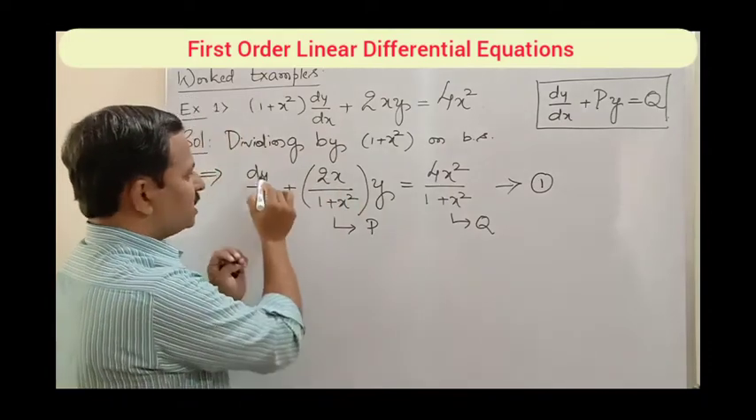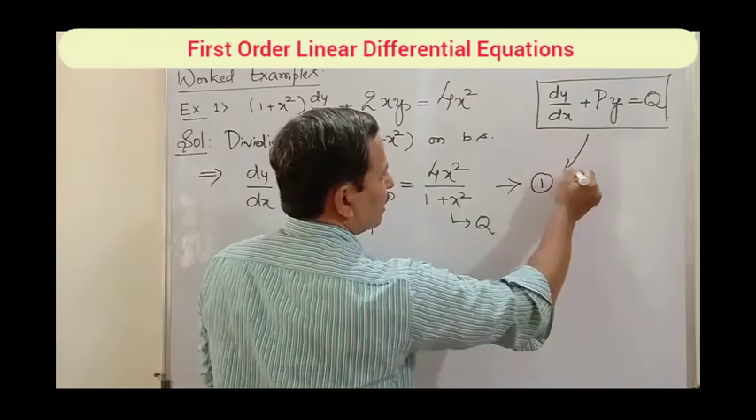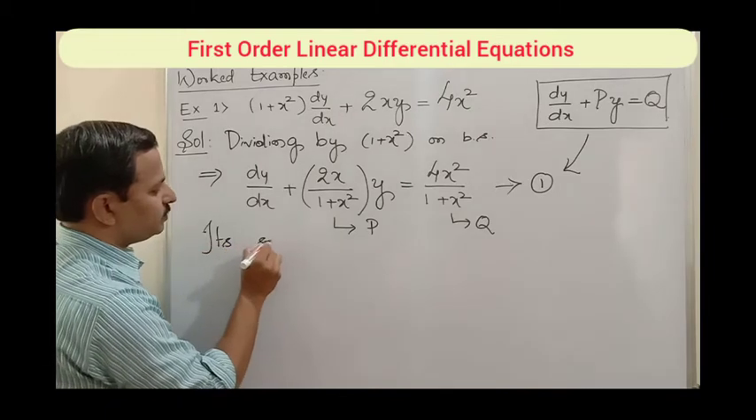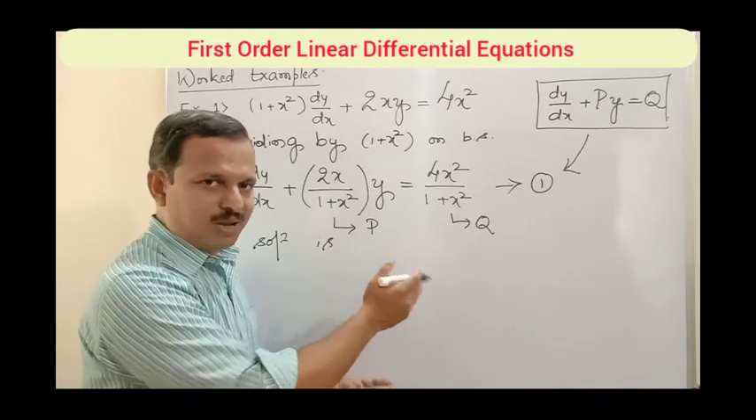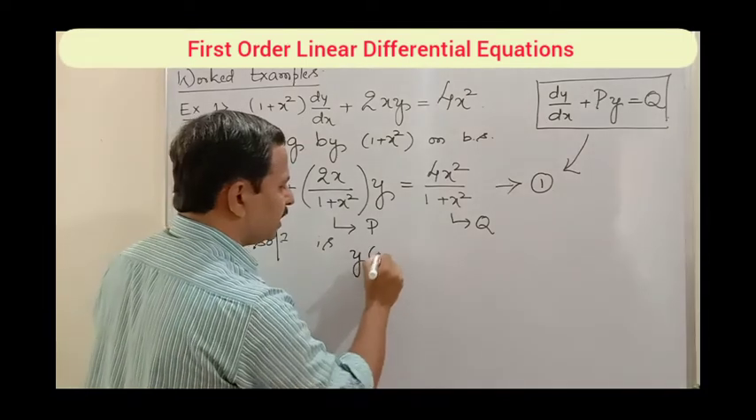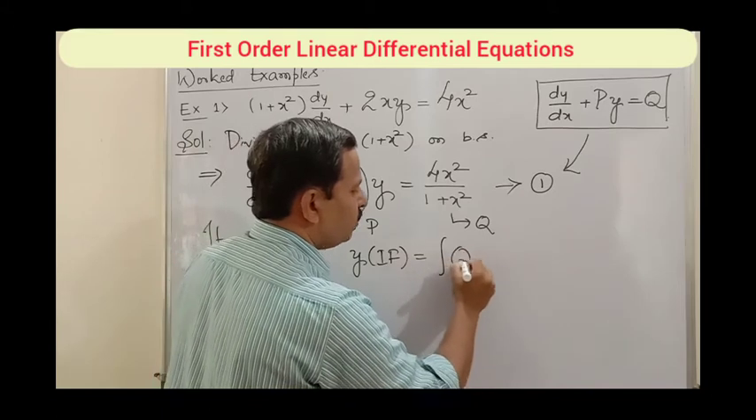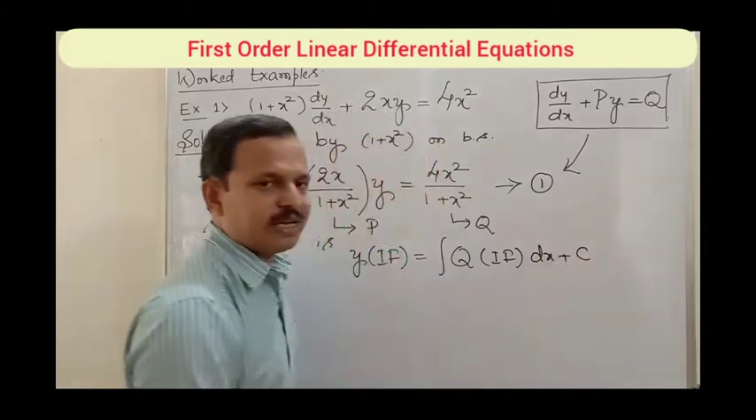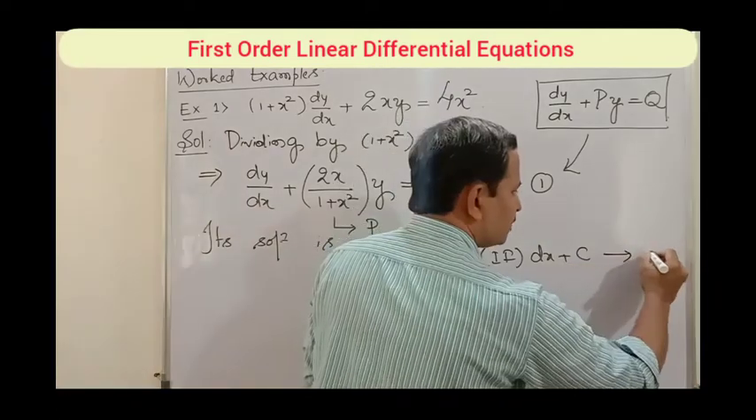You look at this, it is just like dy by dx plus Py equal to Q, that is this format. You can look at that. So therefore its solution is, we all know, in the previous step I have explained what that is. It is y into integrating factor equals integration of Q into integrating factor with respect to x plus some constant of integration c. So this is the required solution of the given differential equation 1. Call it as equation number 2.